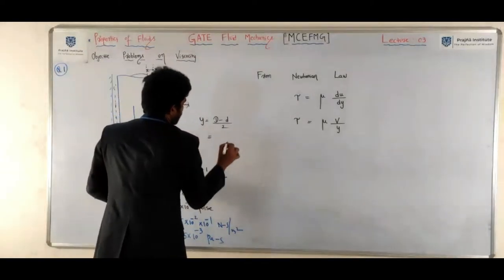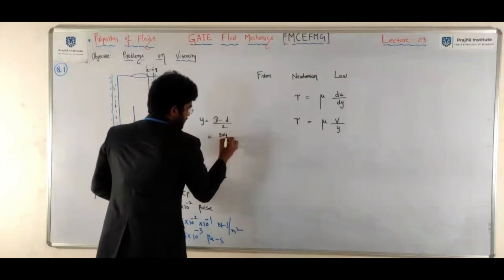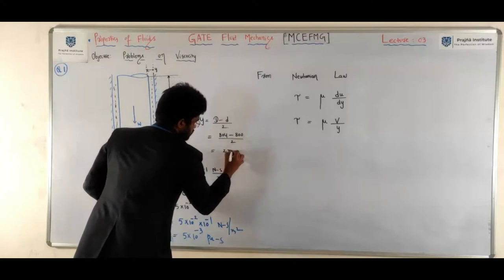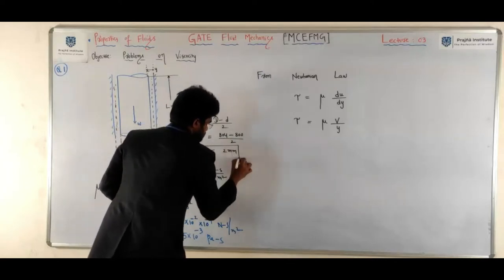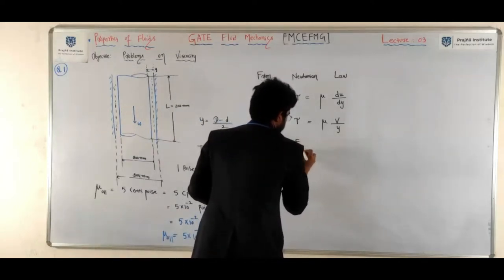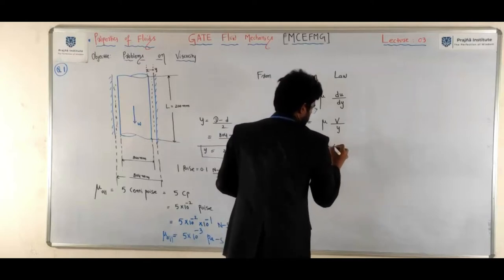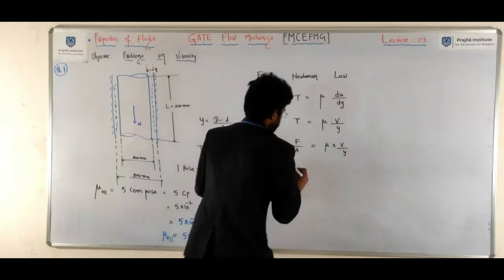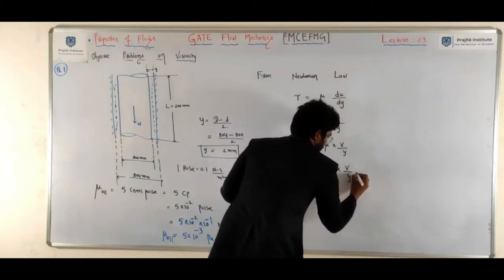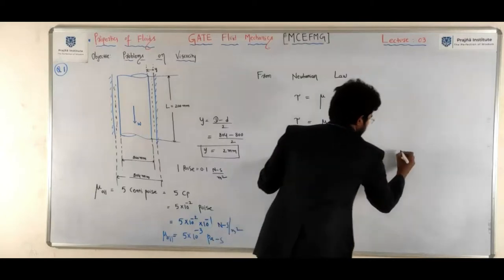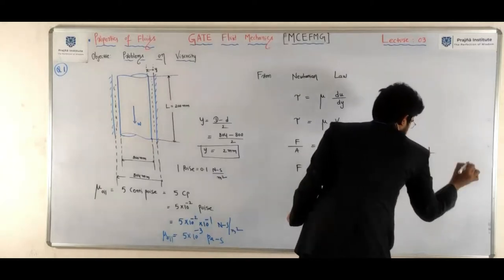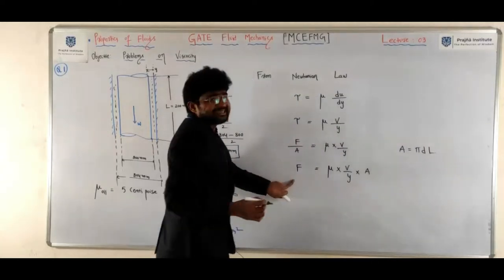So here y is equal to 804 minus 800 by 2, which is nothing but 2 mm. Now you can write F by A is equal to mu into V by y. Here, F is equal to mu into V by y into area. What is the area here? Pi D L.